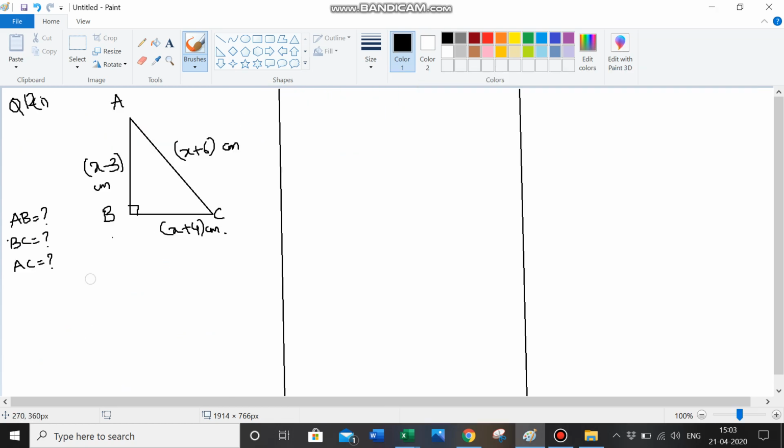So let's move on to the last question from this exercise, question 12, part 1. It says in triangle ABC, angle B is 90°, AB is x minus 3, BC is x plus 4, and AC is x plus 6. We need to calculate the length of these three sides.